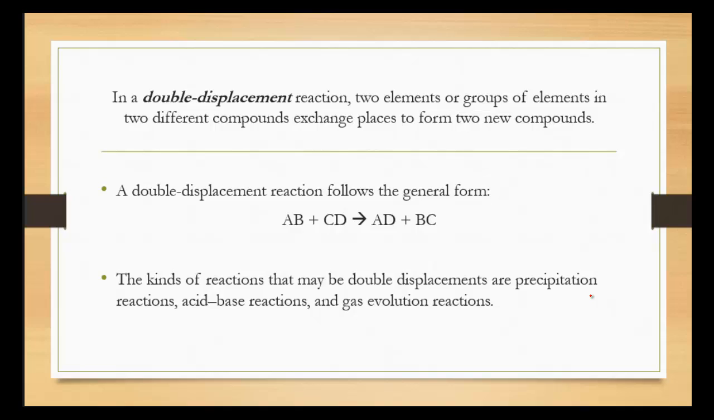And then we have double displacement reactions, which are very similar to the precipitation reactions that we've done already, where we have 2 compounds coming together, the insides and the outsides come together to form 2 different products.